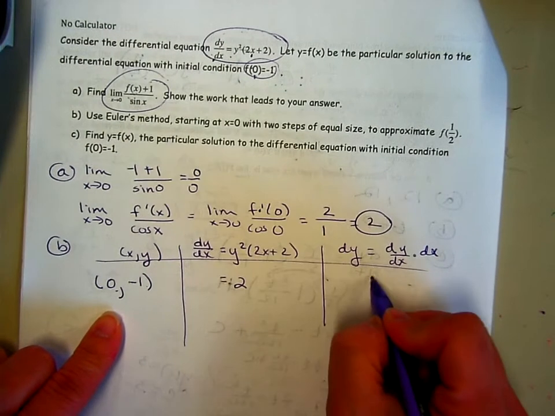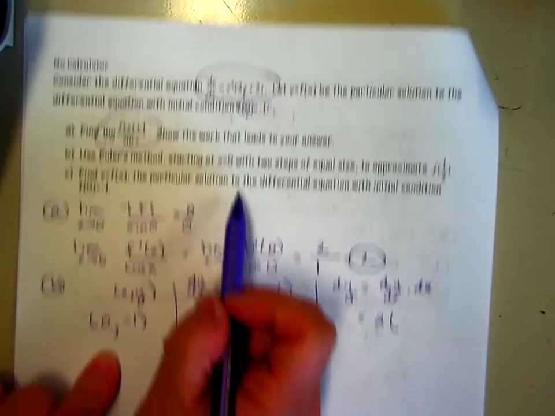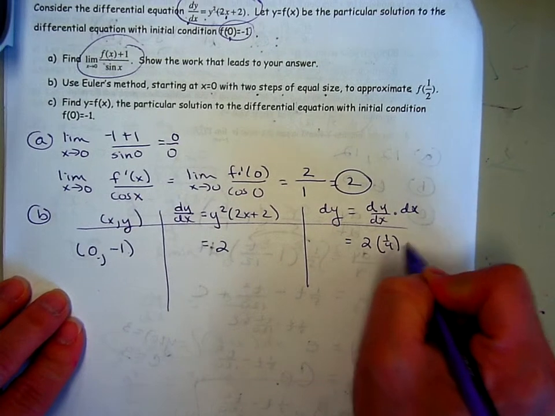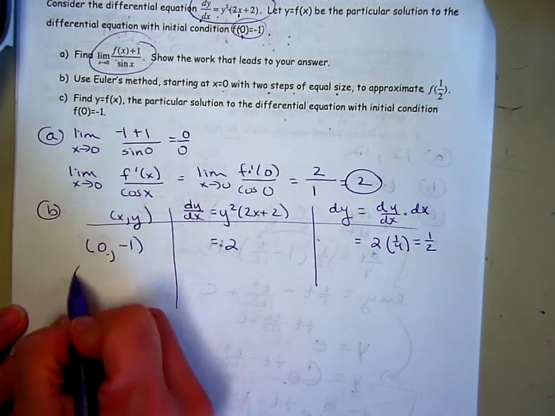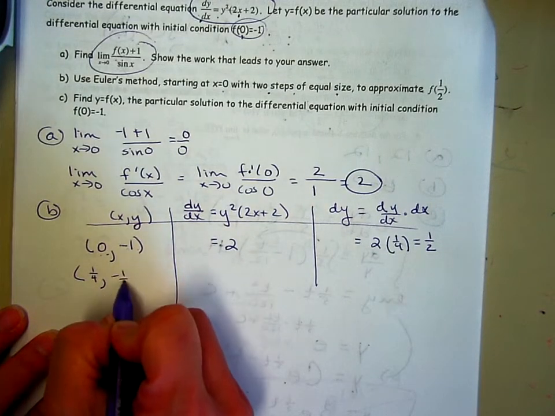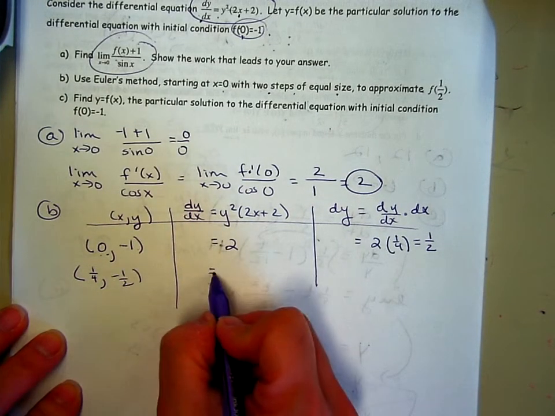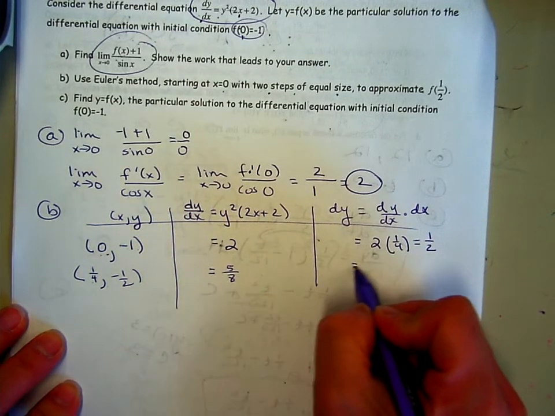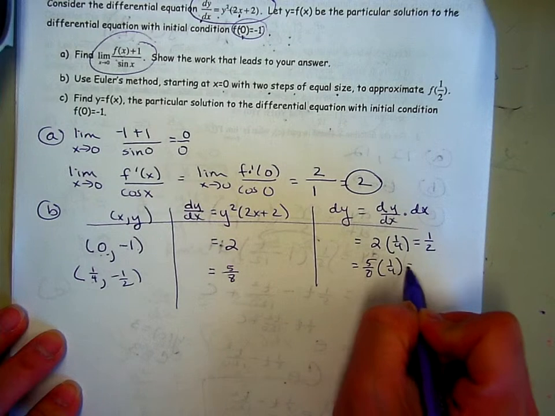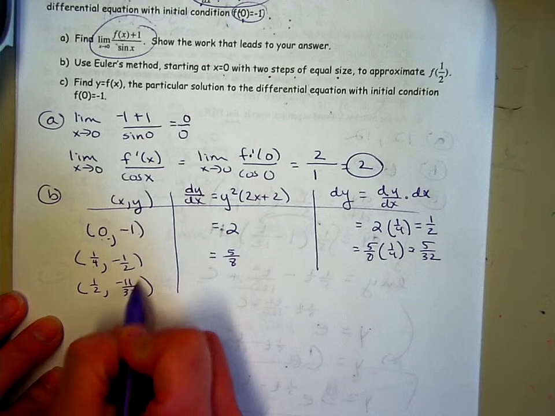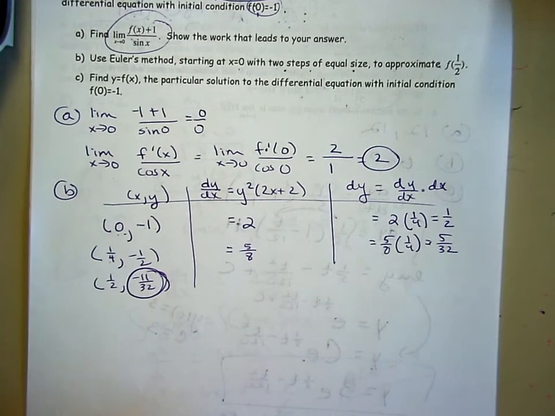My dy is going to be 2 times delta x. They say to use 2 steps of equal size, and we're going from 0 to 1/2. So you should be going up by 1/4. So 2 times 1/4, that's going to be equal to 1/2. So your next coordinate, the x value, I'm going up by 1/4. I'm going to add the 1/2 to here, so there's my next point. Repeat the process. So plug in x, y here, and you should get 5/8 for this value. So 5/8 times dx again gives me 5 over 32. And then my next point is negative 11 over 32 here. Circle the value that you are saying is the final answer.